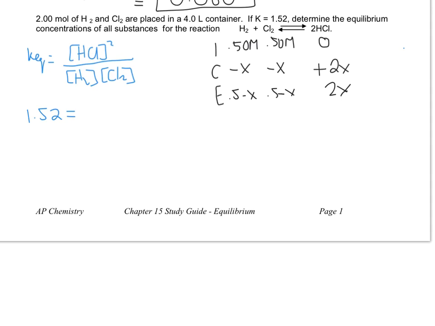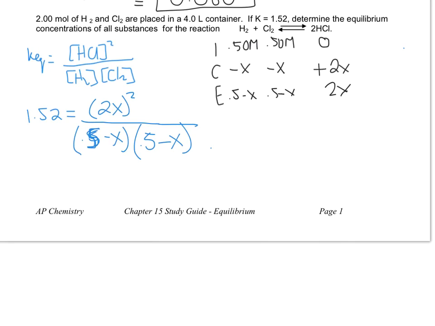So I'm going to go ahead and plug this back in here. So the HCl concentration is 2X, but then that's squared. Be careful that the quantity is all squared, so it ends up being 4X squared, not 2X squared. And then divided by my H2, which is 0.5 minus X, and then this one's also 0.5 minus X. And then you solve for X.